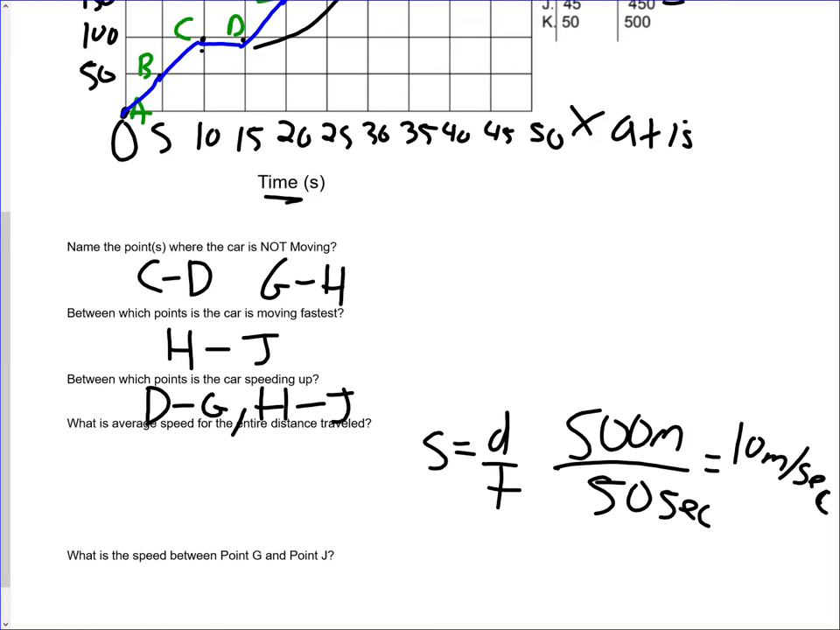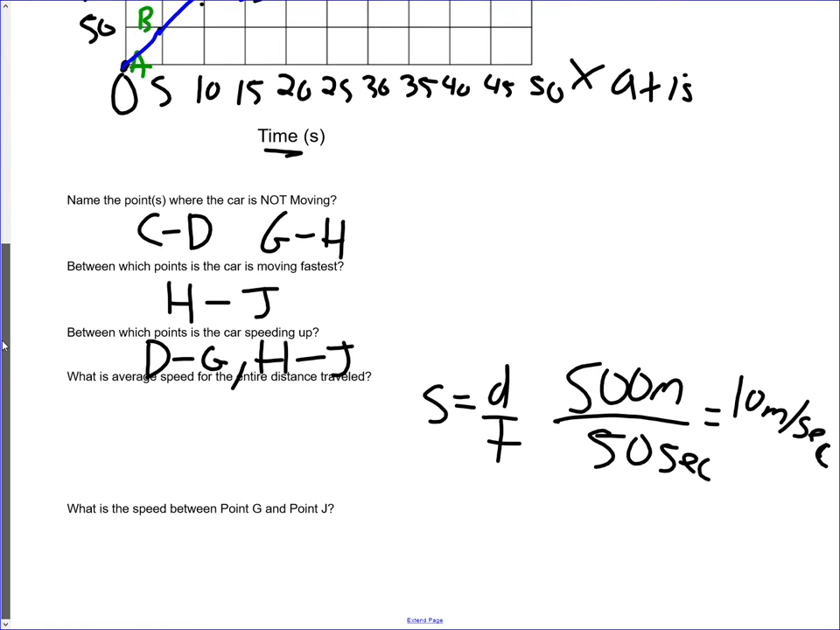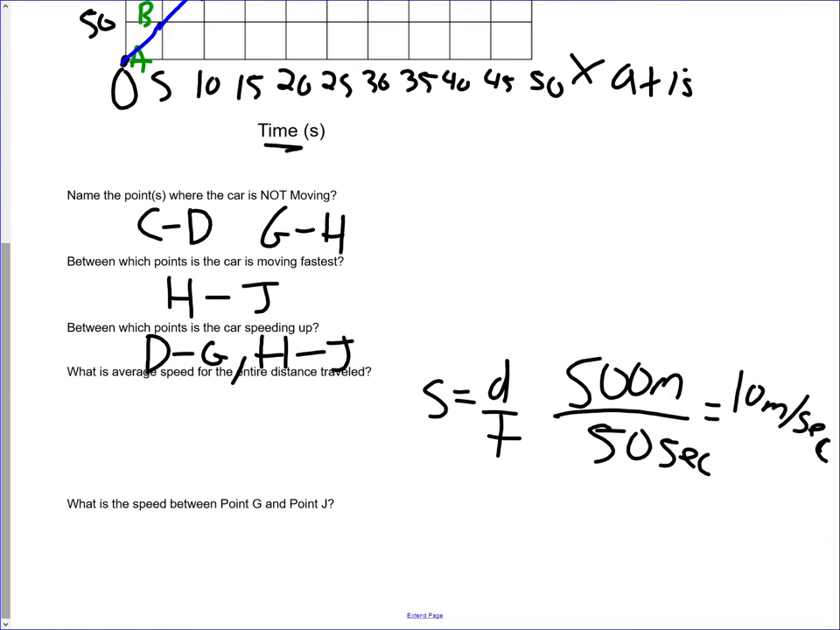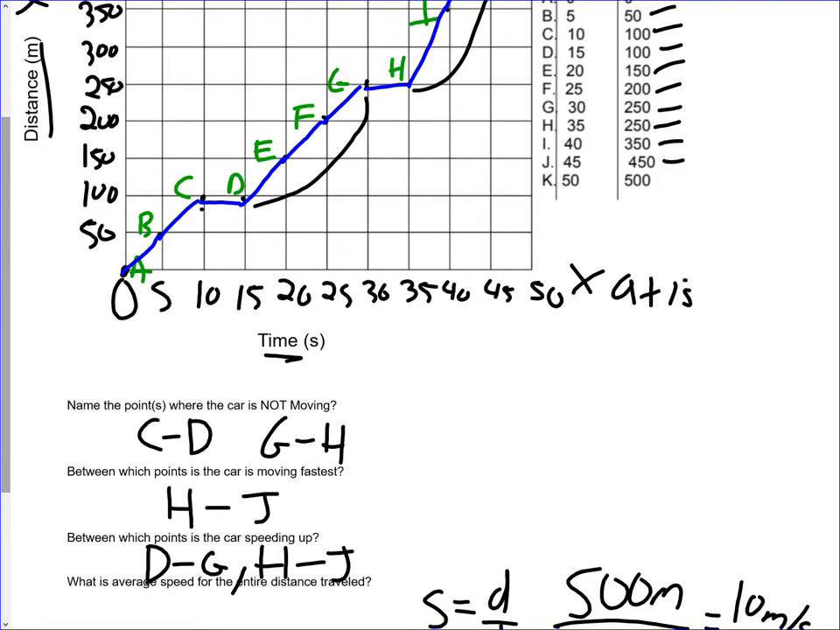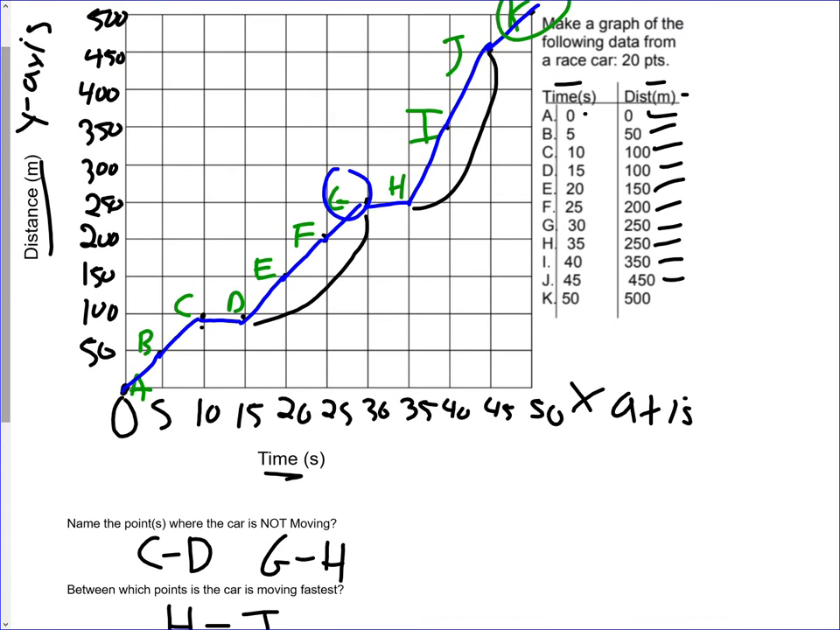All right, and our last one here, okay? So we found the average speed for the whole trip. Now we want to find what the speed would be between 2 points, all right? So it's saying between point G and point J. So if we take a look here, right, point G, I'm going to circle that. Let me circle that with a different color. We'll do blue. All right, point G and point J.